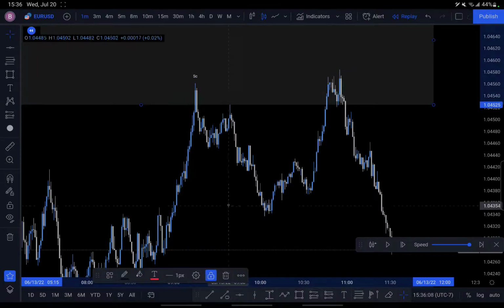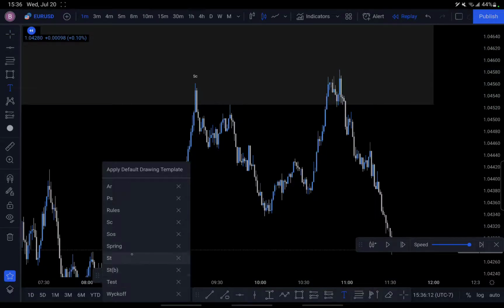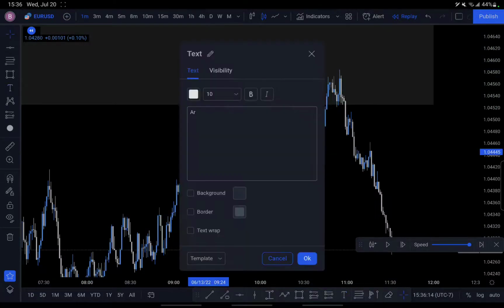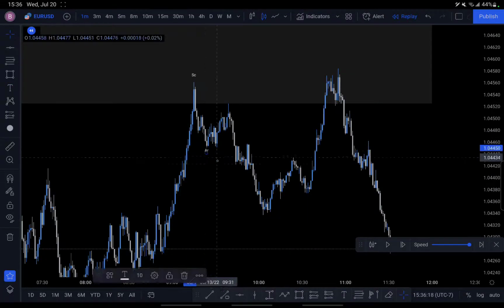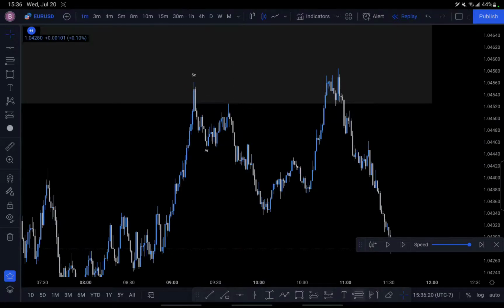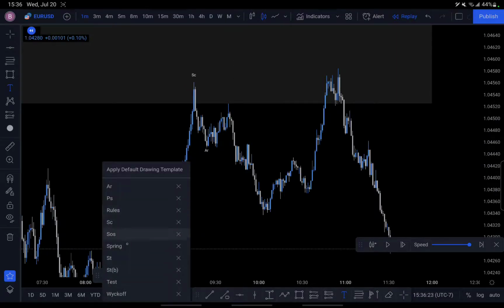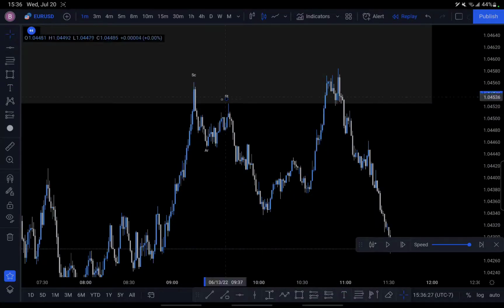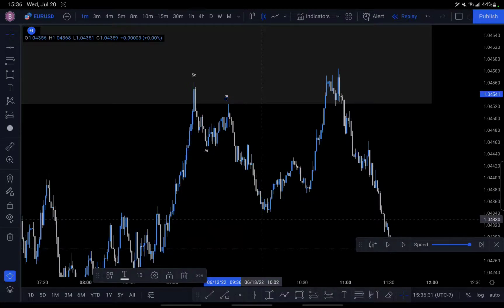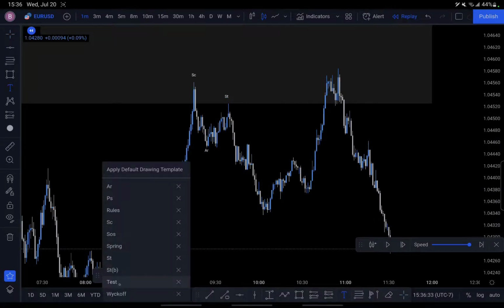I'll go ahead and lock this supply zone. Okay, we have our AR here. We have next our secondary test. Okay, testing the supply in here before pushing price down. Okay, giving us our sign of weakness.